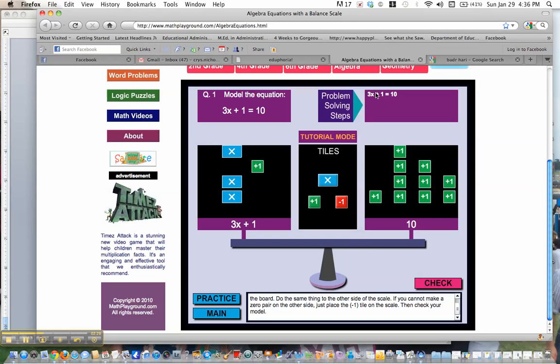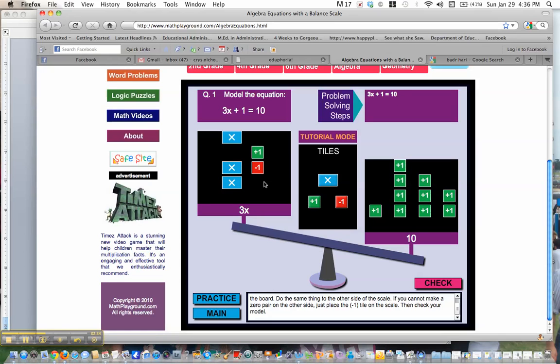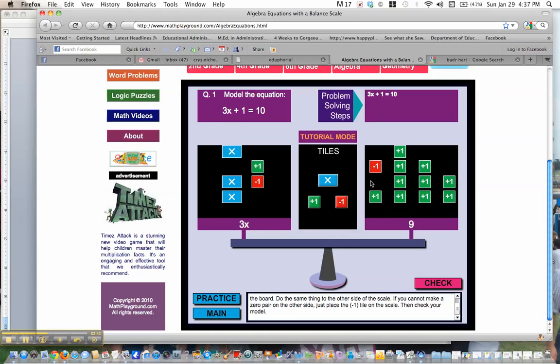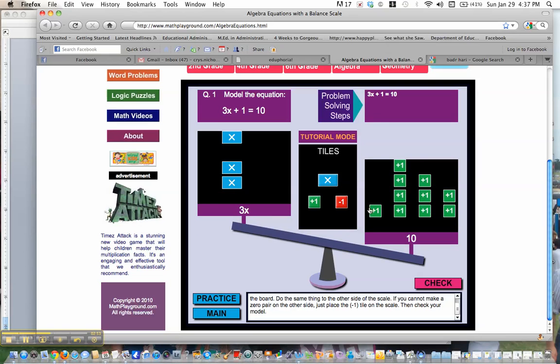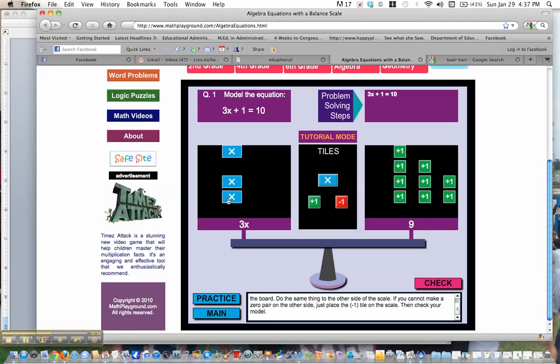So notice in my problem solving text it says 3x plus 1 equals 10. So in order to get rid of this plus 1, I'm going to put a minus 1. If I put a minus 1 on this side, though, notice my scale is tilting. I need to put a minus 1 here. So now my scale is balanced again. So now my equation reads 3x equals 9. That's because I have a 0 pair here, I can make these disappear, and I have 1 0 pair here, so I'm going to make these disappear. My balance says 3x's equals 9. I'm going to check that. Good. 3x tiles together have a value of 9.